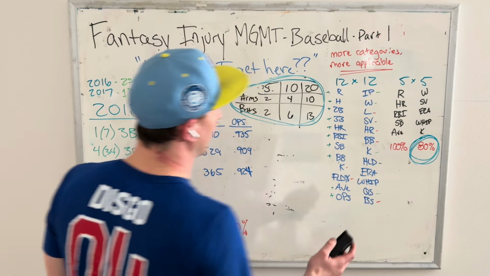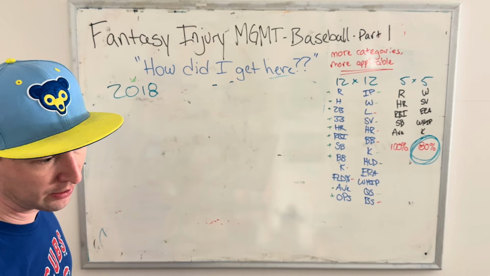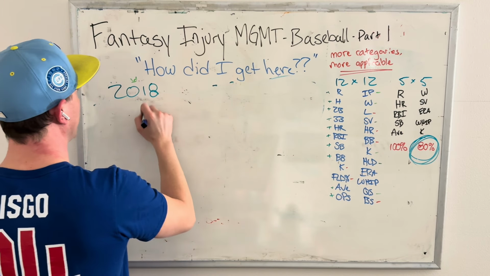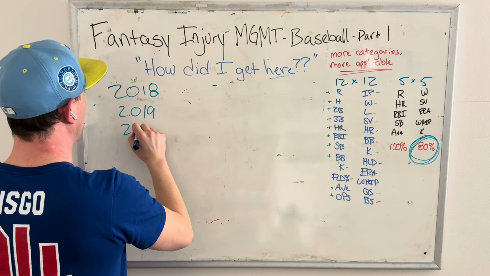Now, there's two leagues that I have been a part of consistently, and one's 12 by 12 and one's 7 by 7, right? And we're going to start here at 2018 again, and then we're going to do 2019, 2020, 2021. And we're going to look at the distribution.